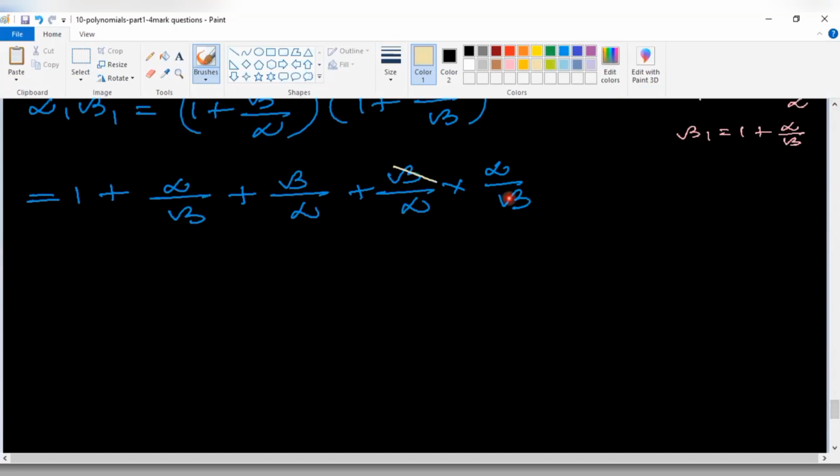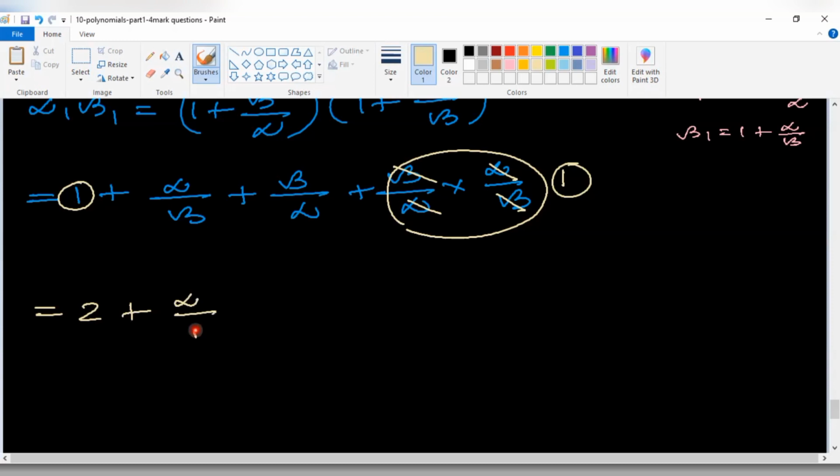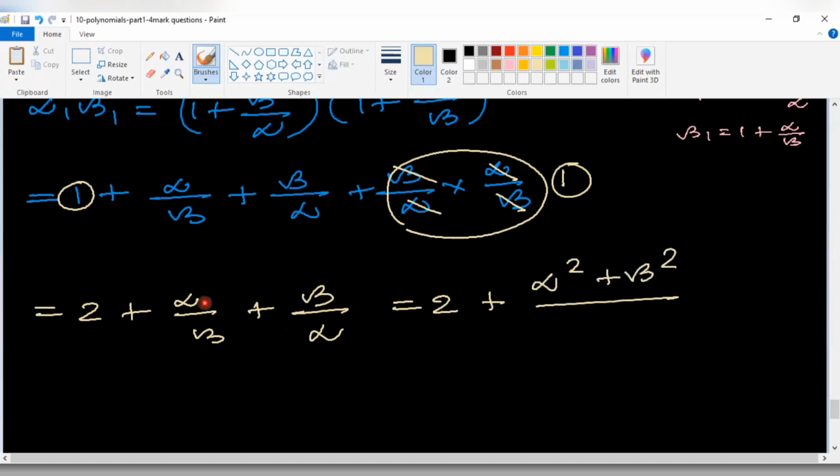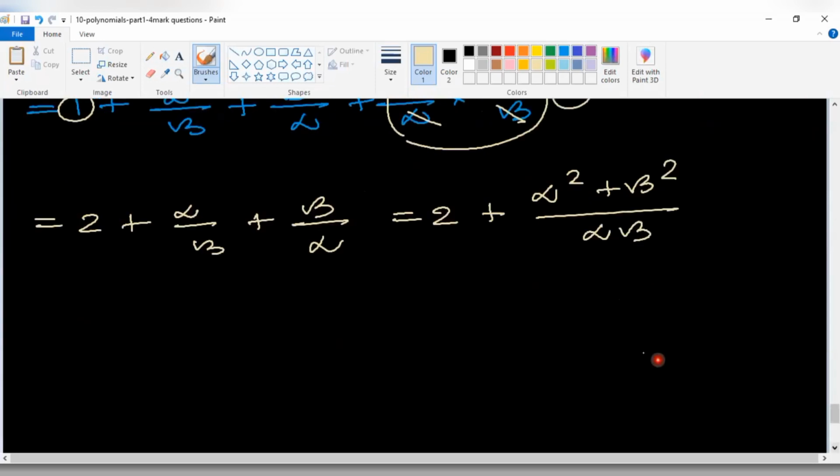Here, beta is here, alpha is here. We can cut, but this is not 0, right? All the terms are gone, but 1 is there as a silent part. So 1 plus 1 is 2 plus alpha by beta plus beta by alpha. Now here also we will do the cross multiplication. See, the denominators are not the same. So 2 plus alpha square plus beta square all divided by alpha beta. Again we will use the identity.